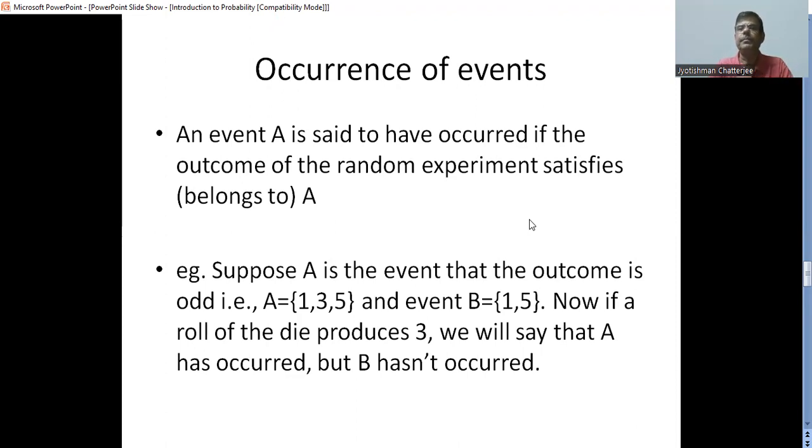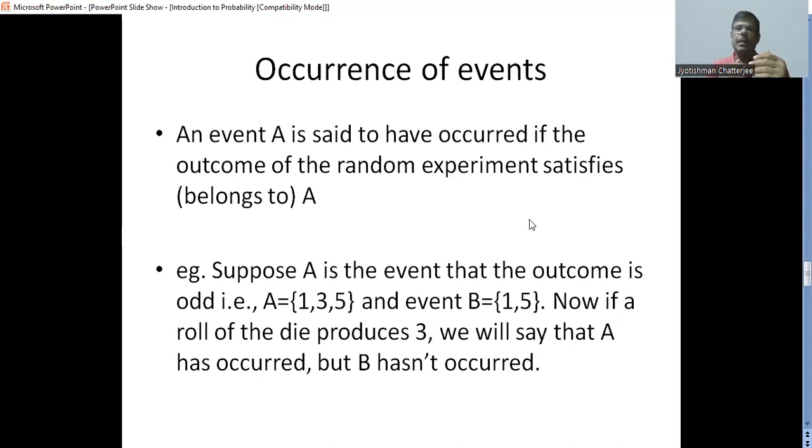Let's see an example. Suppose our random experiment is to throw a die. Let's consider two events. Event A is 1, 3, and 5, that is, the outcome is odd. And event B is only two outcomes, 1 and 5. Now, suppose we roll the die and observe that the outcome is 3. In that case, the event A has occurred because 3 belongs to A. However, event B has not occurred because 3 does not belong to B.